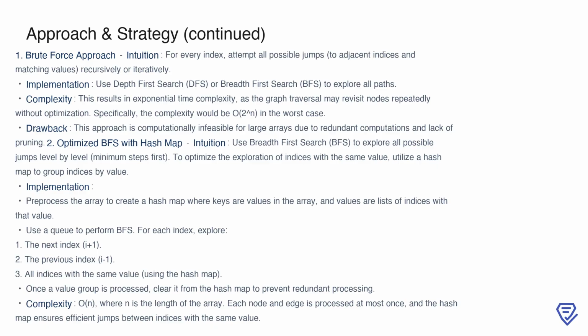During the BFS traversal, we explore adjacent indices and use this hash map for quick access to indices with matching values. Once all indices for a specific value are processed, the corresponding entry in the hash map is cleared to avoid redundant computations. This optimized BFS has a linear time complexity of O(n), as each node and edge is processed only once, making it significantly more efficient than the brute force approach.